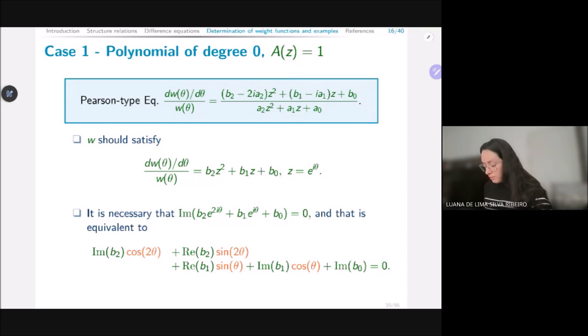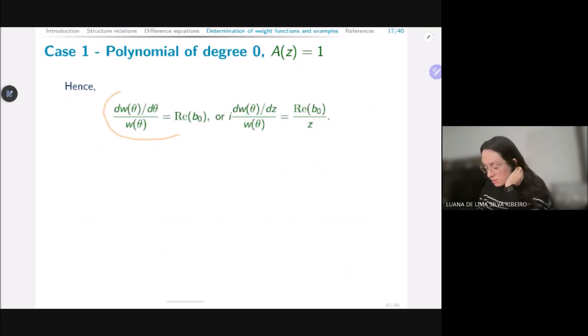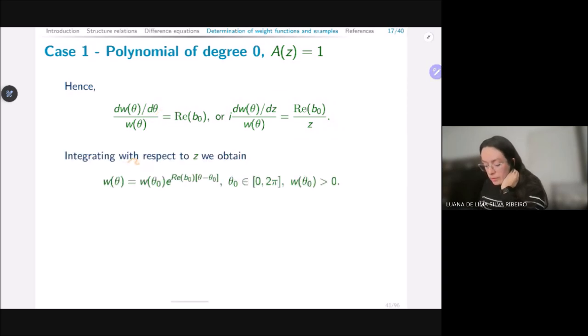Okay, then we have this, for we have a positive wave function that we can write like this, in terms of the derivative with respect to z instead of theta. So when we integrate with respect to z, the wave function must be like this. We have the exponential part. Here is just some positive constant.